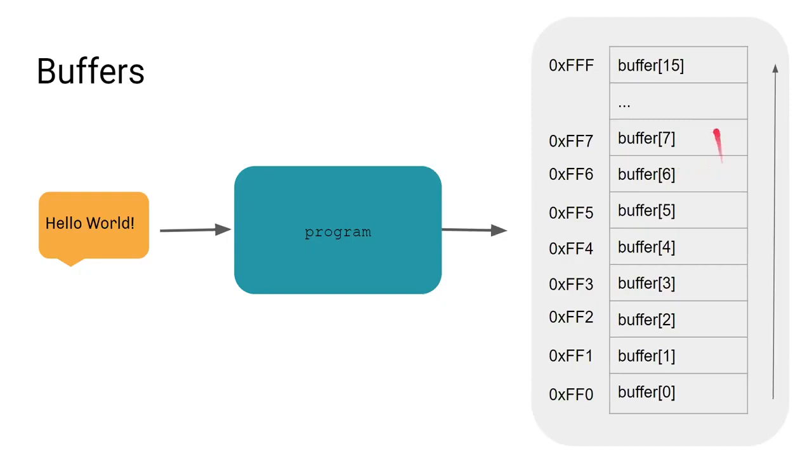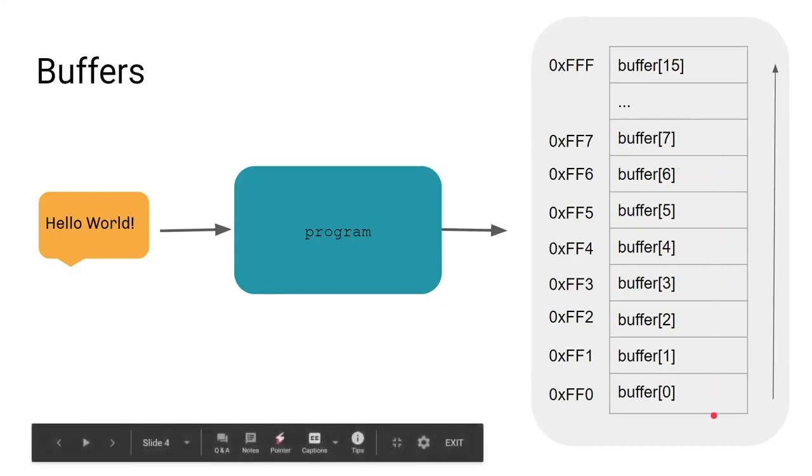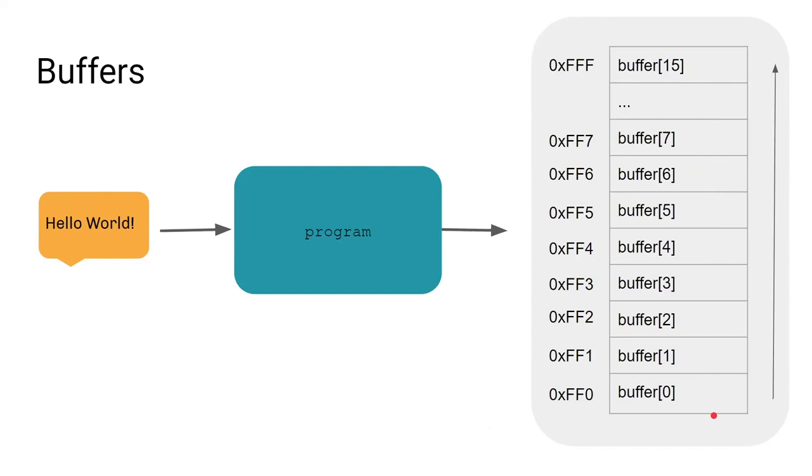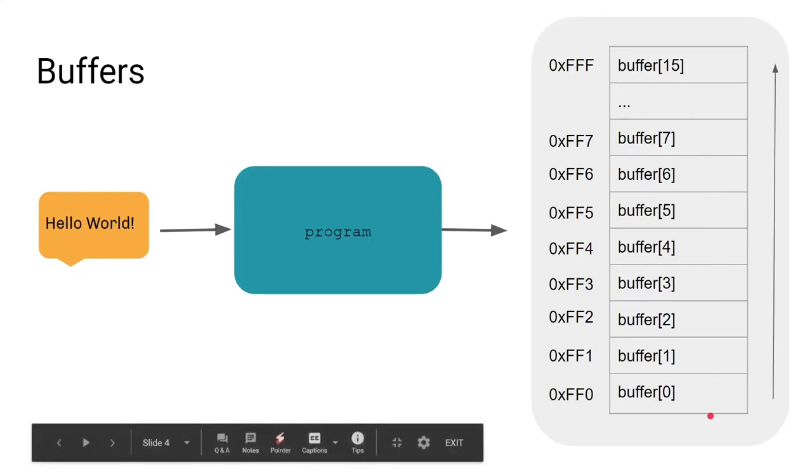If we are able to go past buffer 15 and then write to addresses above it, we'd essentially be able to disobey the growth of the stack and also write to what was previously on the stack. And that's our goal here with buffer overflow.